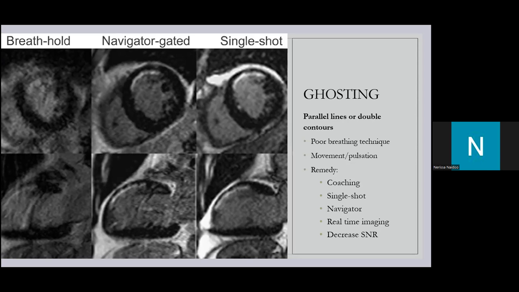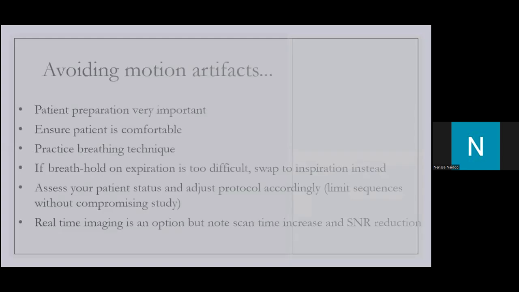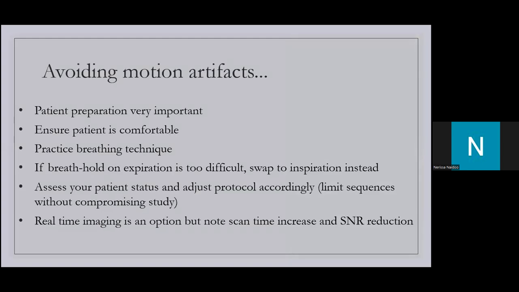So if we move on, as I was saying before, the ways to avoid motion artifacts, the patient preparation is very, very important. So we want to make sure that our patient understands what is to be expected of them, understands what the examination is about, and ensure that the patient is comfortable. Whether you are placing a wedge underneath their knees just to take the pressure off their back, that does help.